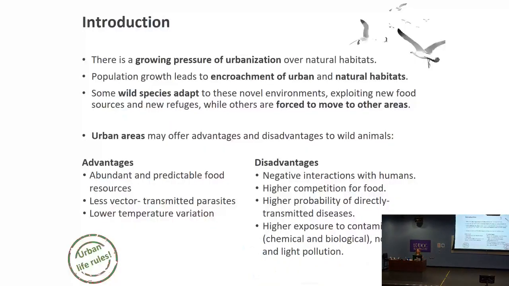As everybody knows, there's a growing pressure of urbanization over natural habitats due to population growth, and so wild species either adapt or have to move to other areas. Urban areas may offer some advantages to wild animals, including abundant and predictable food resources. Depending on the mode of transmission, they may be less prone to acquire disease, and they are exposed to lower temperature variation. The disadvantages include negative interactions with humans and, of course, higher exposure to contamination, and also noise and light pollution, and higher competition for food, among others.